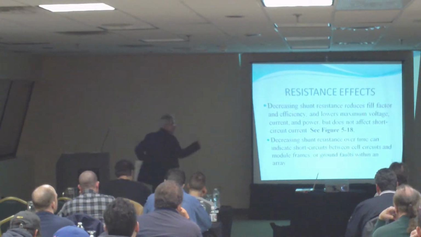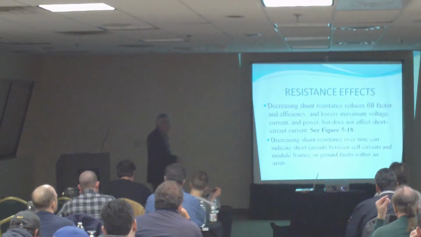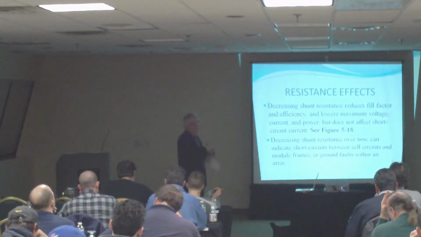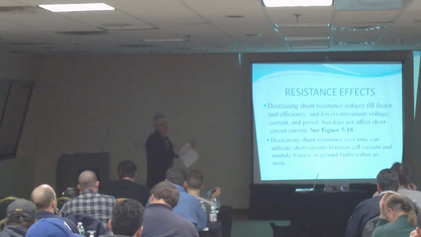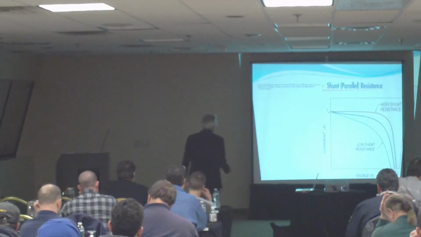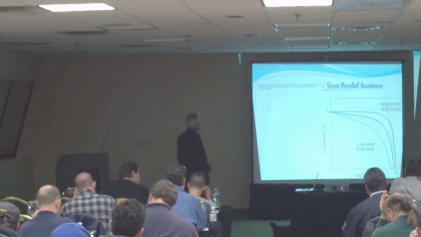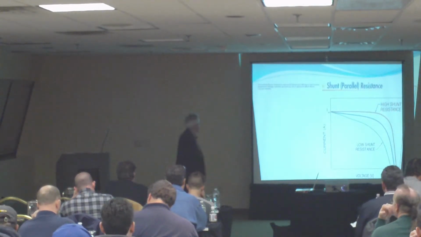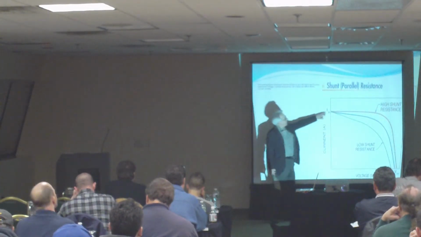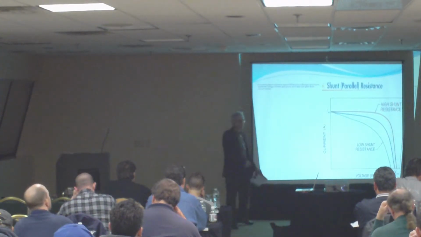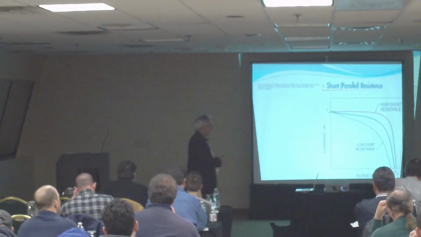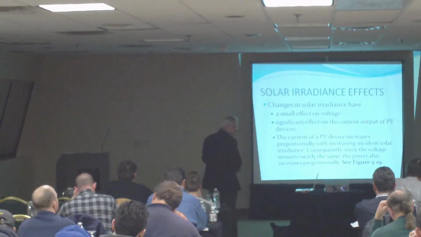If you decrease the shunt resistance of the system over time, you can have what? Short circuits on the cell in here, and you might have modules that are not working well, or ground faults. Some of the inverters check for these things. So if you look at the performance of the voltage current characteristics in here, nothing in the resistance would affect the short circuit current. Short circuit current maintains the same, because remember what do we mean? Short circuit current is the actual shorting of the leads itself. Okay.